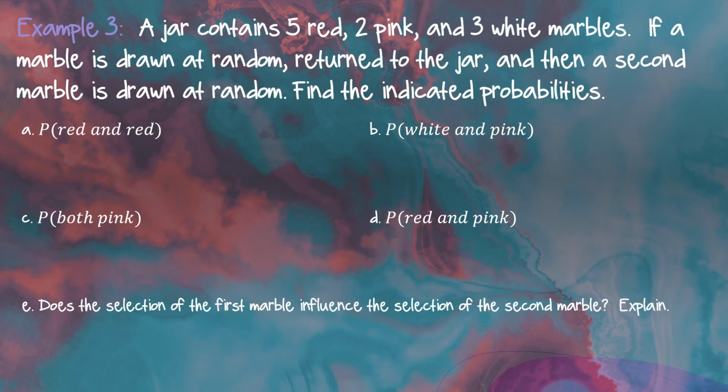Okay, what about this example? It says a jar contains 5 red, 2 pink, and 3 white marbles. That's a total of 10 marbles. If a marble is drawn at random, returned to the jar, and then a second marble is drawn at random, find the indicated probabilities. The key thing here is that it's returned to the jar, because what that means is that when you go to do your second pick, you have the same possibilities as that first pick. So that is going to make this independent. On E it says, does the selection of the first marble influence the selection of the second marble? That's no, and that's because the marble is replaced, which makes this independent.